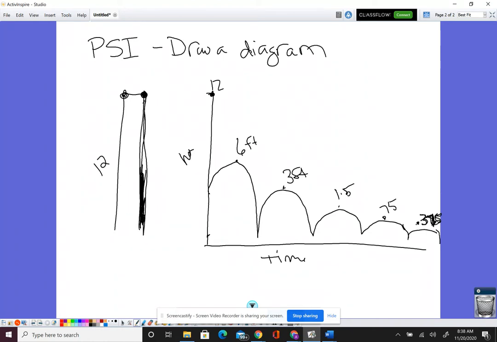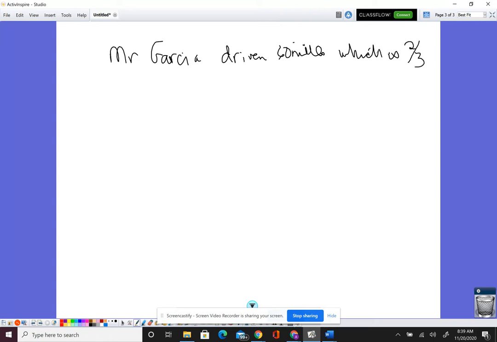So basically today is just looking at a figure and trying to create a visual of what's happening. We're going to look at case number 2. In case number 2, it says Mr. Garcia has driven 60 miles. So 60 miles, which is 2/3 of the way to his sister's house.